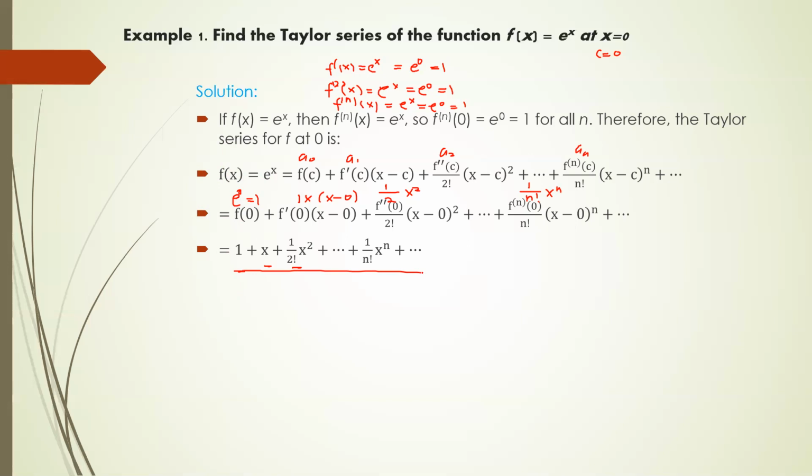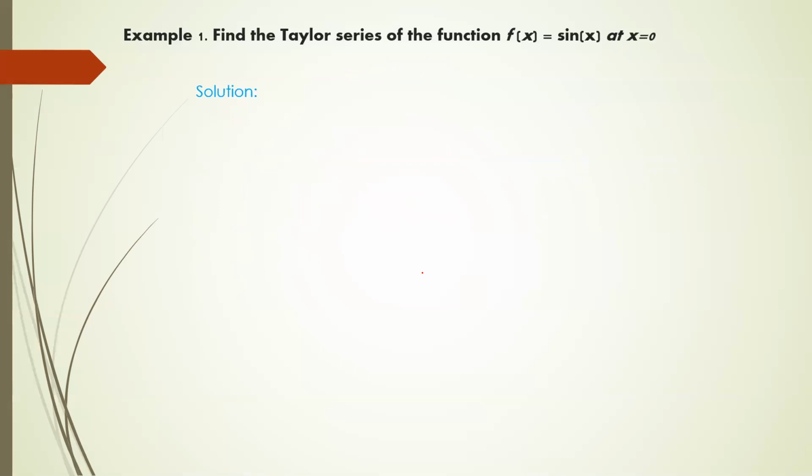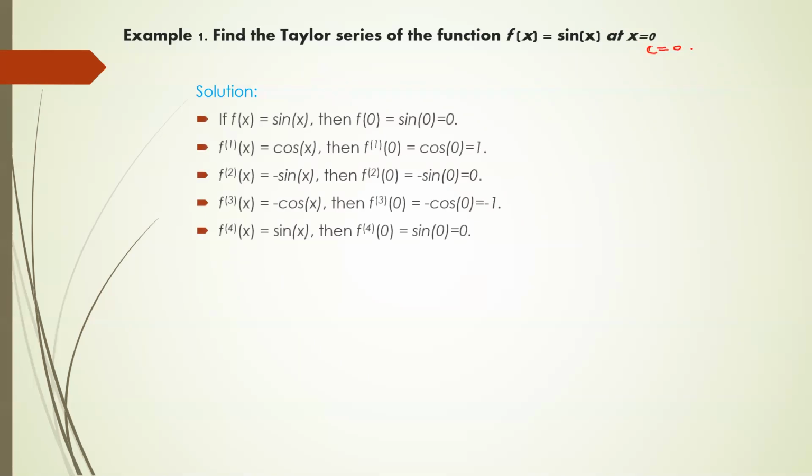This is the first example. The second example is sin x. f(x) equals sin x, and we also want to find the expansion at x equals c. So here x equals 0, which means that c equals 0 in our problem. If f(x) equals sin x, then f(0), which equals sin 0, equals 0. The first order derivative equals cosine x, and cosine x, if x equals 0, is equal to 1.